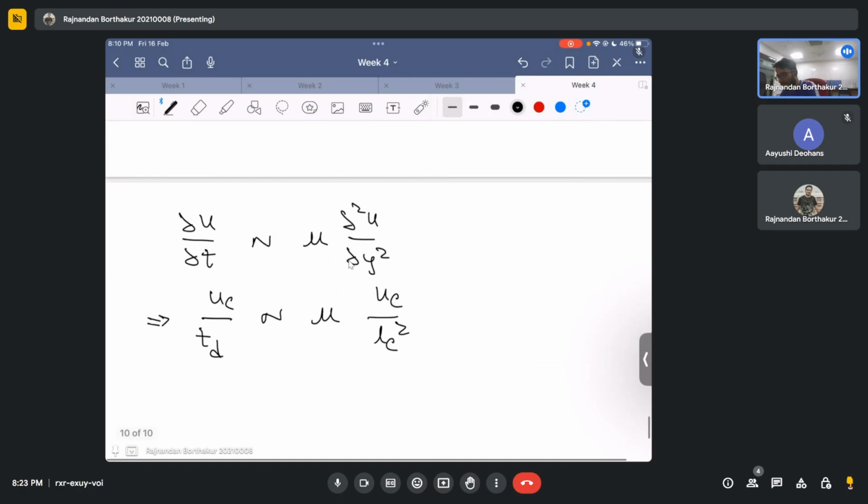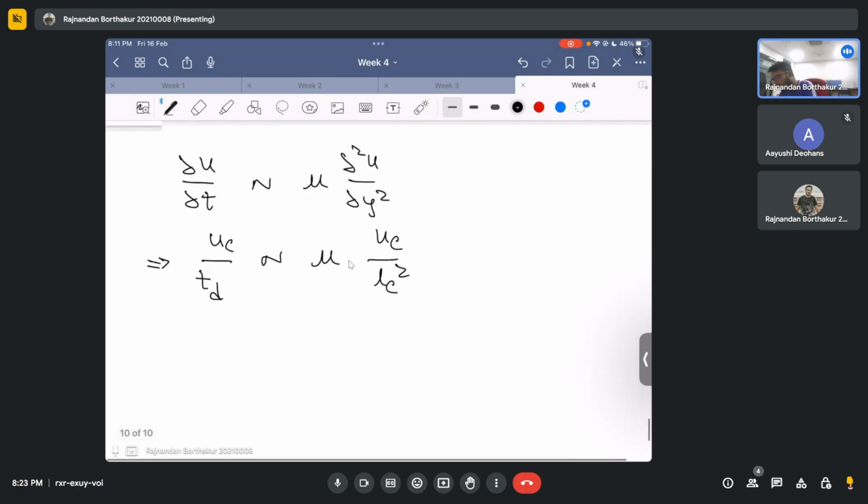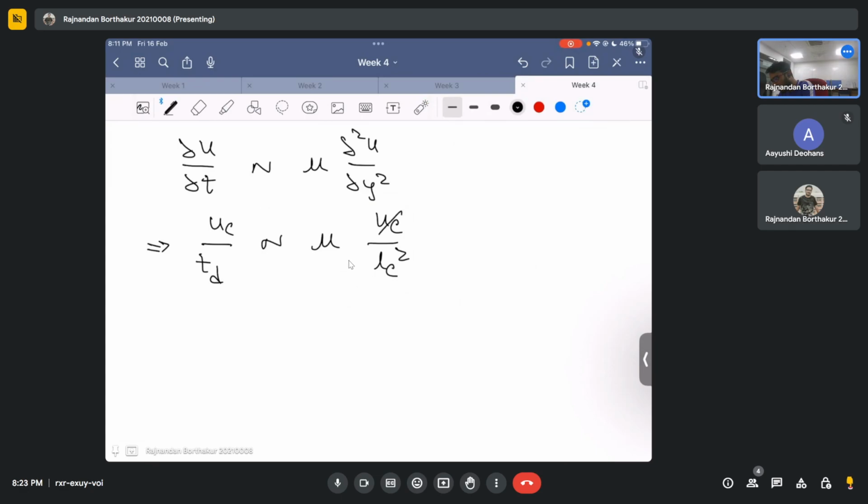By now, I think you understood the order of magnitude of derivatives. If you simplify, what does it become? TD is basically LC squared by mu. And this is known as the diffusion time scale.